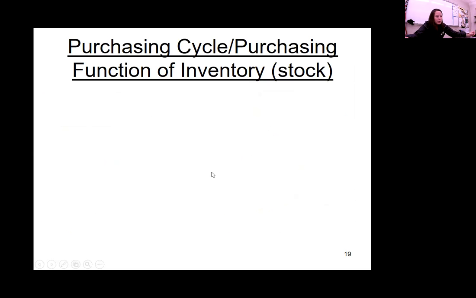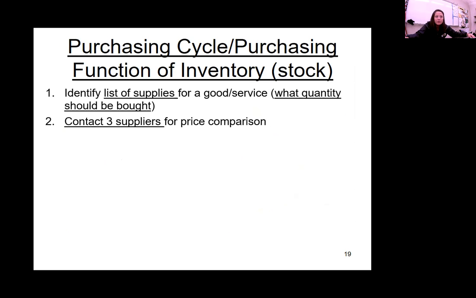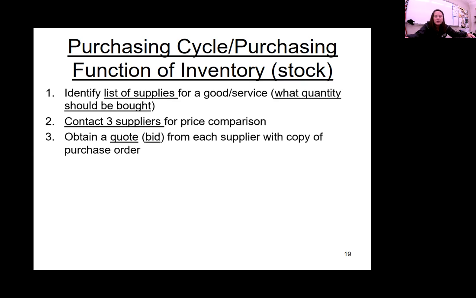All right, so we're gonna move on to actually buying inventory. So just the purchasing cycle of you actually buying stuff that's in your stock. So first, you want a list of the supplies that you need and the quantity you want to buy. And then you want to contact 3 companies that can sell you those products. That way you can compare prices.